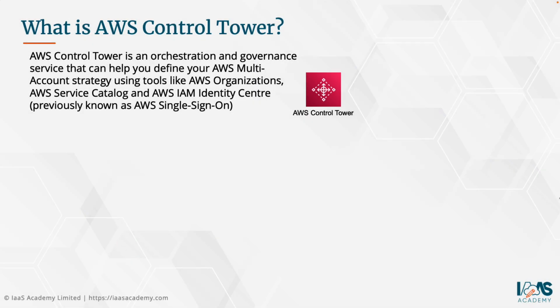So what is AWS Control Tower? Well, it's an orchestration and governance service that will help you define your AWS multi-account strategy using tools like AWS Organizations, AWS Service Catalog, and the AWS IAM Identity Center, what was previously known as Single Sign-On, on the AWS platform. AWS Control Tower is this overarching service that will enable you to orchestrate and design your multi-account solutions and your multi-account environments following AWS recommended best practices.